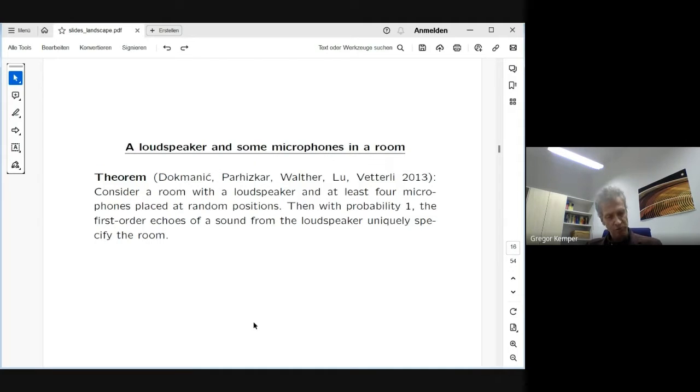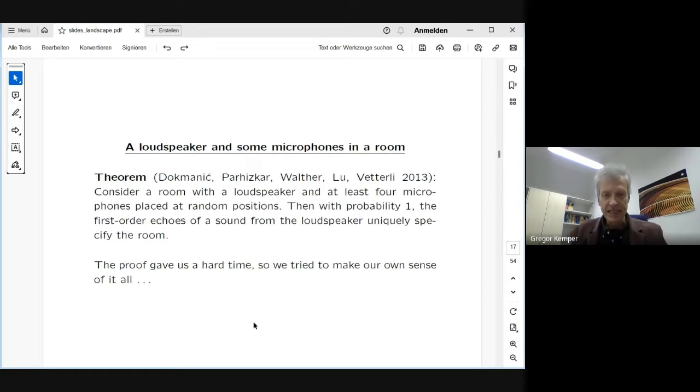So we found that a very intriguing result. But we didn't quite manage to understand the proof that the authors gave in the paper. Given that we found this a fascinating result, we tried to make our own sense of it all. And in the second part of the talk, I'd just like to take you along with making sense out of this. So let's get started.